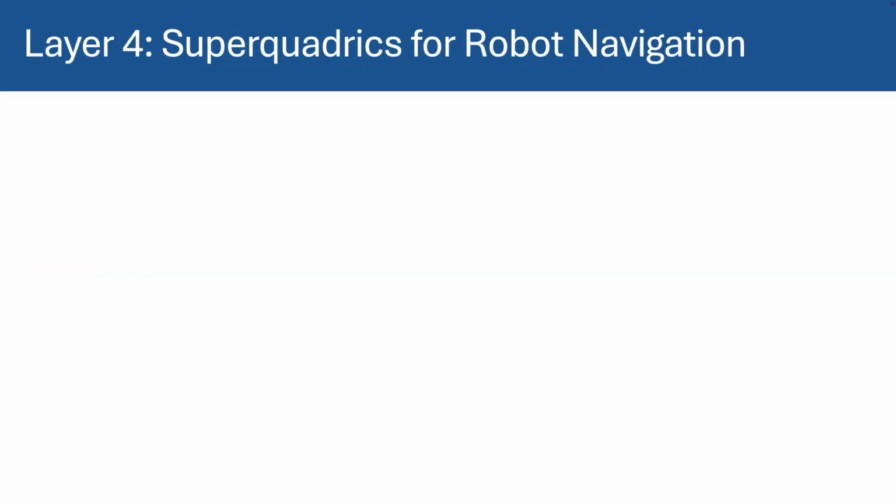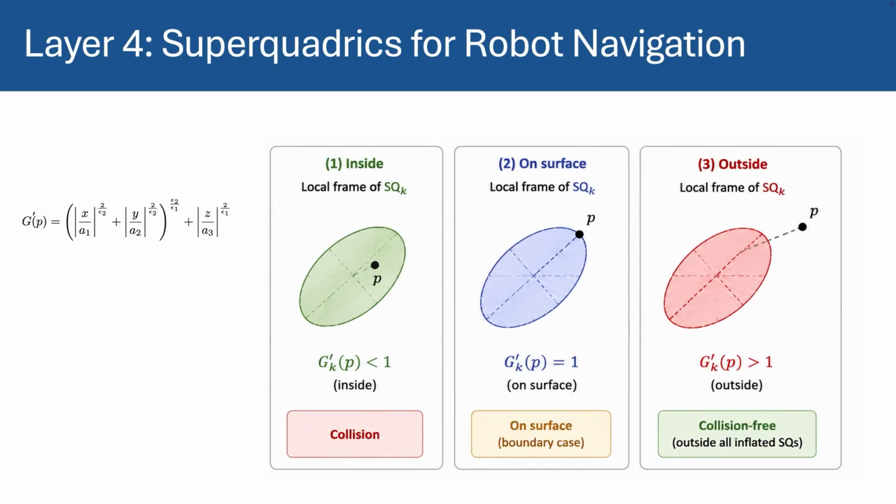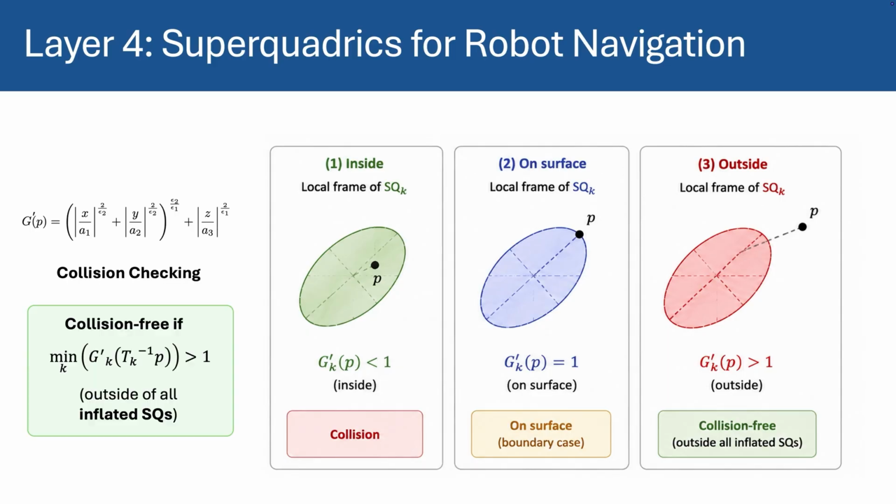Finally, for robot navigation, we use the inflated superquadric representation from Layer 4. Since superquadrics are defined by implicit functions, we can efficiently determine whether a 3D point lies inside or outside an object surface. This provides an efficient way to perform collision checking and occupancy map construction.